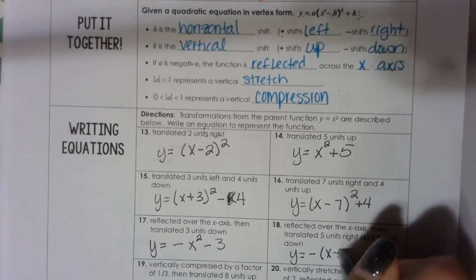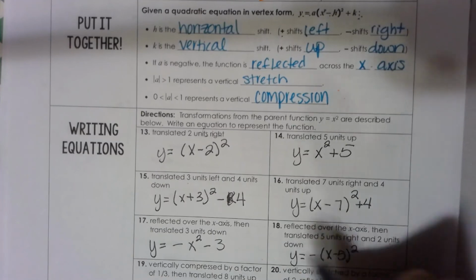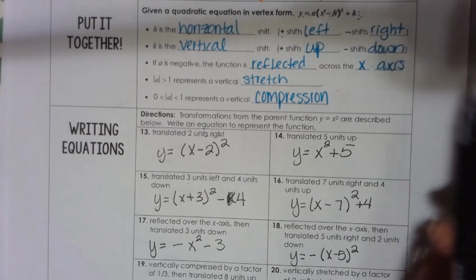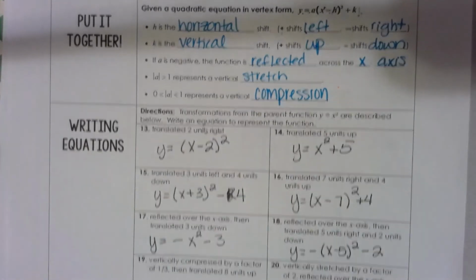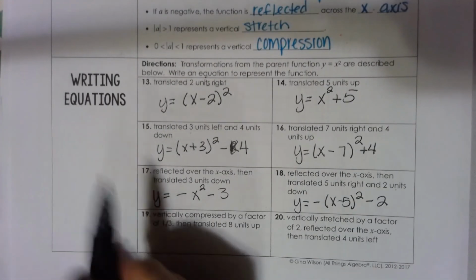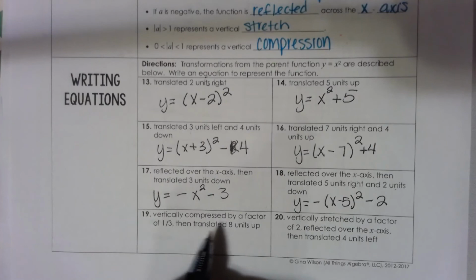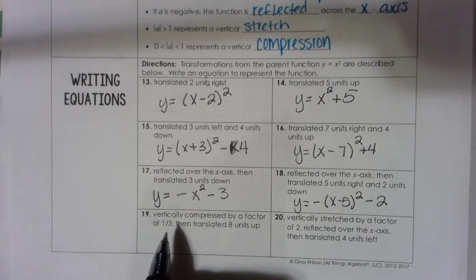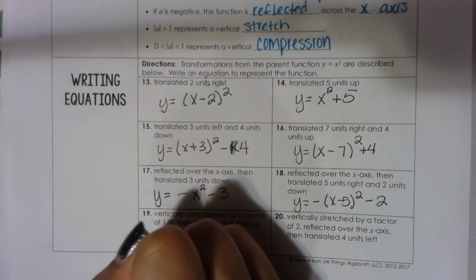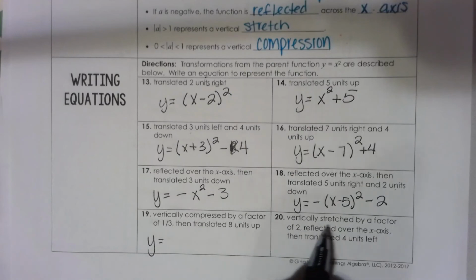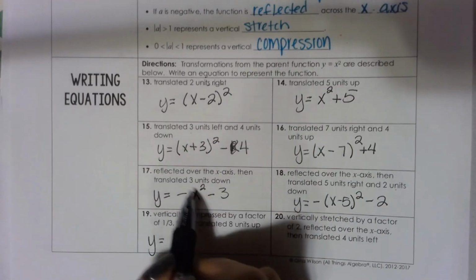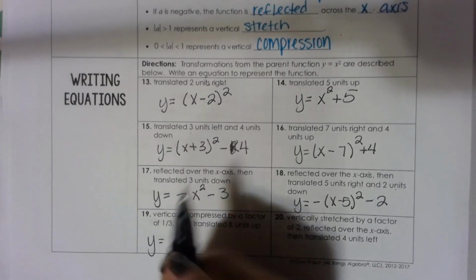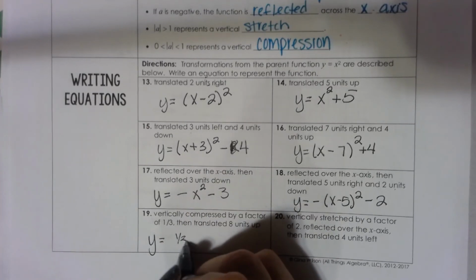Alright, number 19, we're going to be vertically compressed by a factor of 1/3. So if it says vertically compressed or vertically stretched, that means you're going to have a number in front of your parentheses or in front of your x squared. In this case, we're going to have 1/3. I don't read any reflection, so we will not have a negative. It'll be a positive 1/3. I do not read anything that says left or right, so that means that we're going to just have x squared, and then 8 units up would be plus 8.